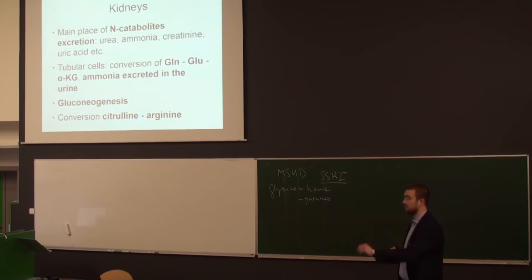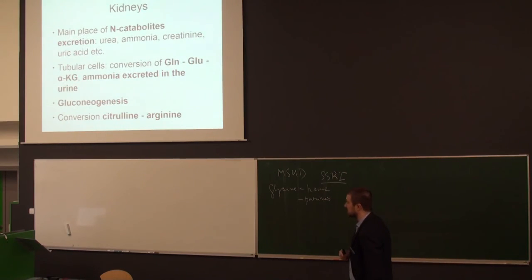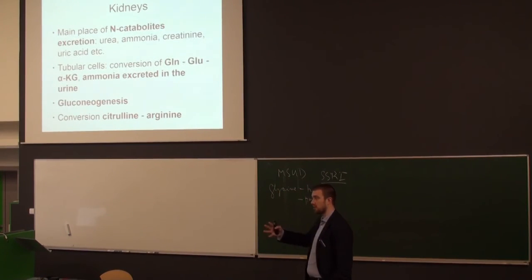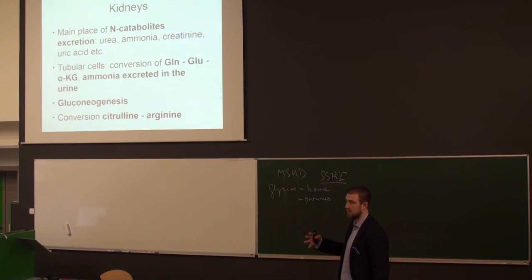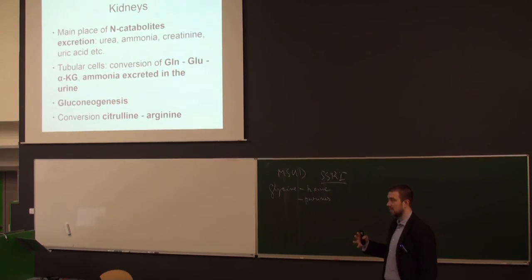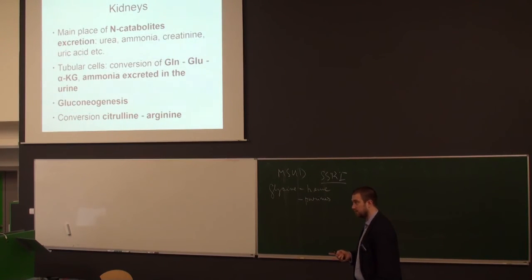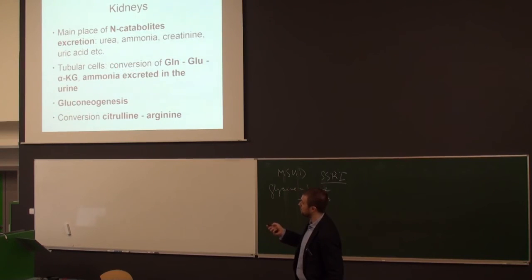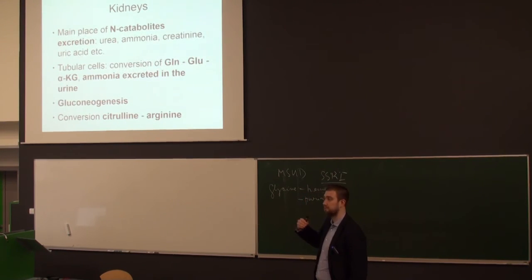And then the last, that are the kidneys. In the kidneys, as a basic main role, you do the excretion of nitrogen waste compounds. That means in kidneys you excrete urea, you excrete creatinine, you excrete free ammonia, and from purines you, for example, produce uric acid, and that you excrete also in the kidneys.